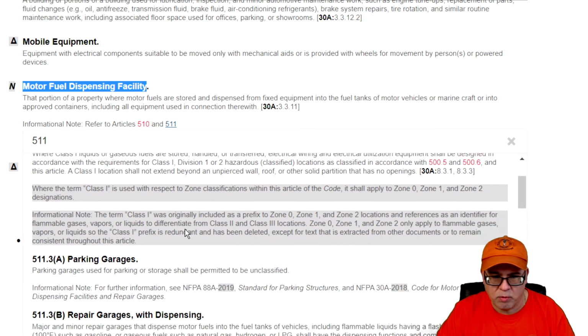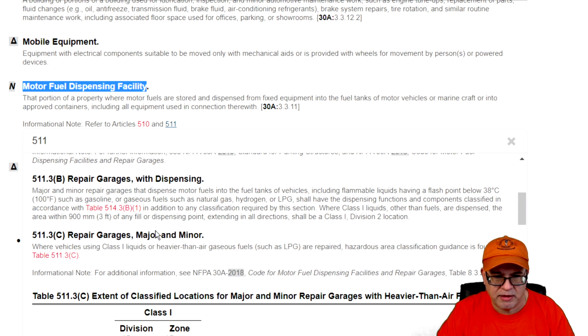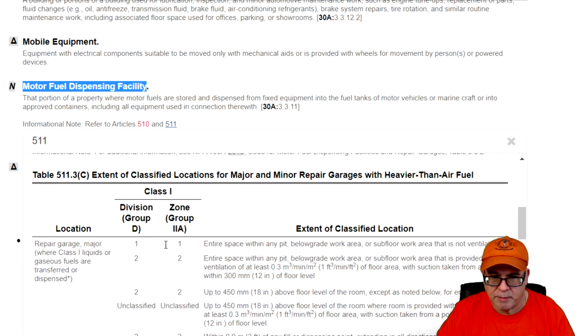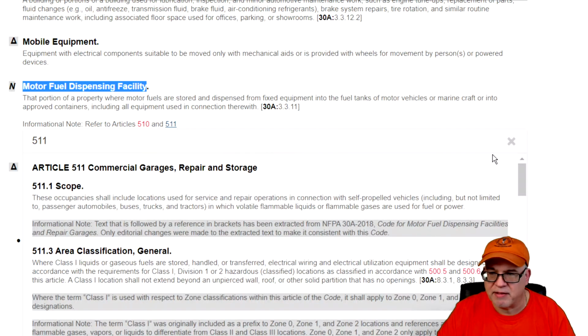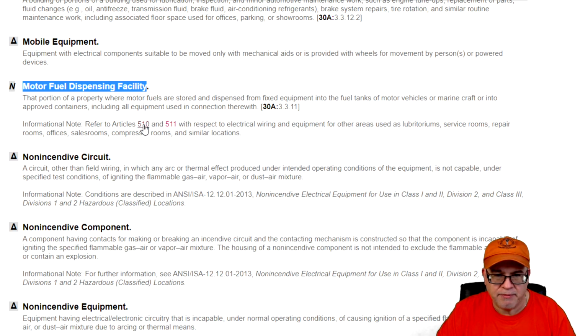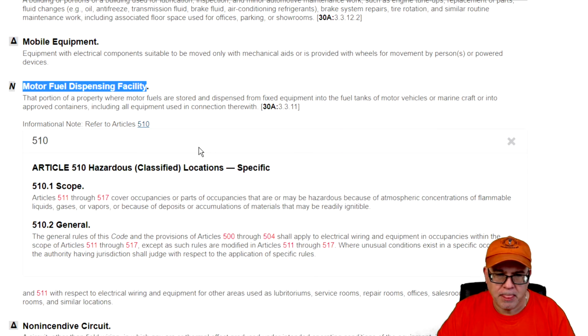So you can see what it talks about, and it goes down into it. And here you see minor and major, and that's where it starts breaking it up, minor or major, things like that. Okay, and then you have 510, which I'm not sure whether you can see. Yeah, I guess you can.